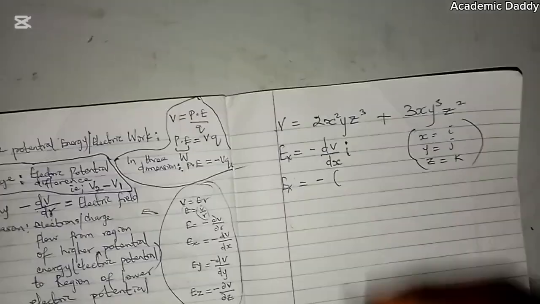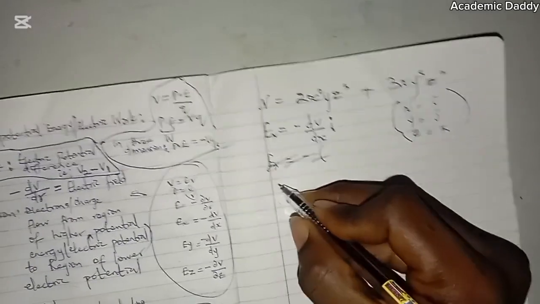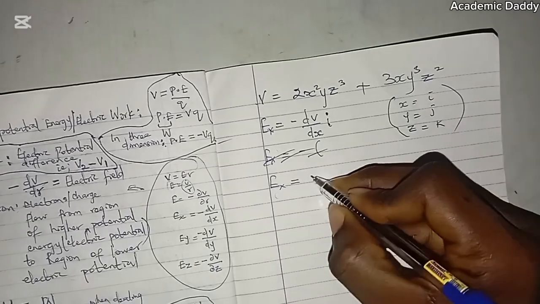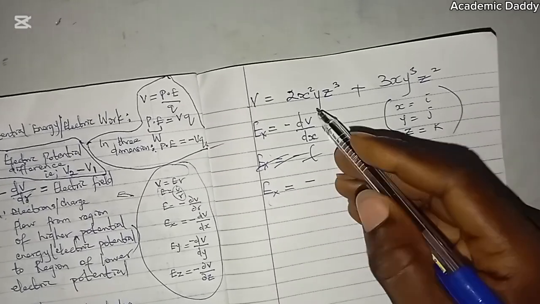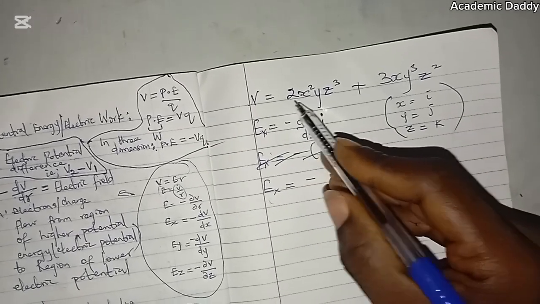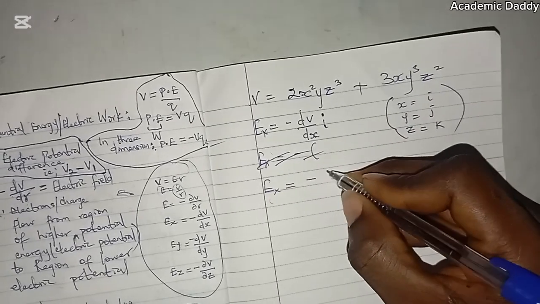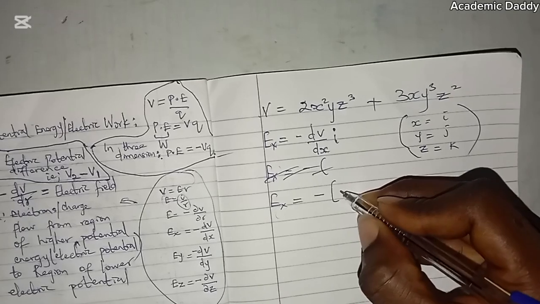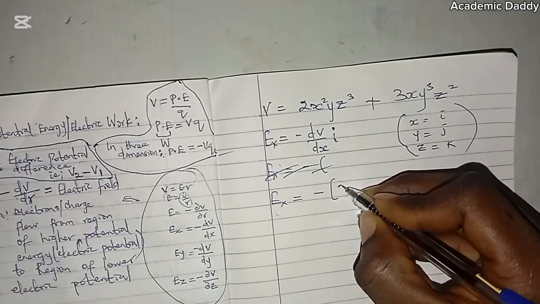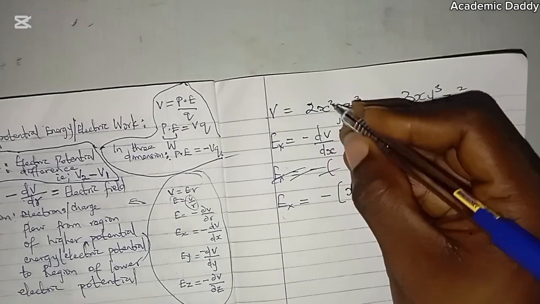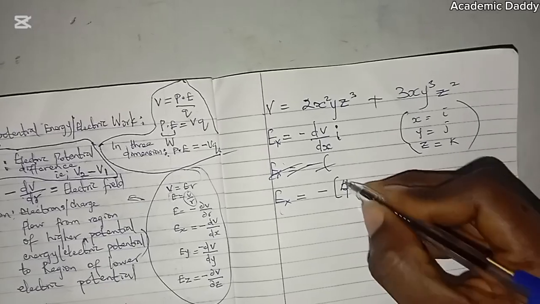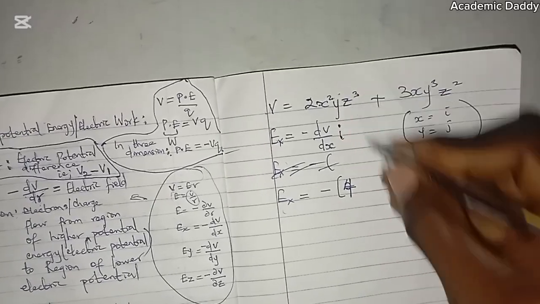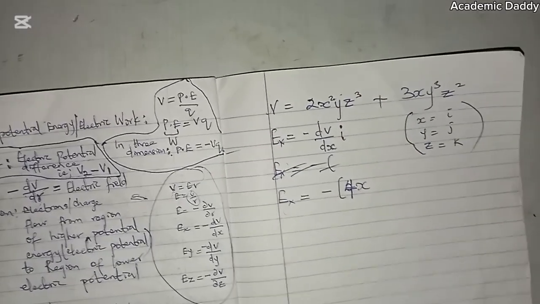Okay, let me bring it down here. So E on the x-axis will be equal to minus change in V. Let me change V. If I'm changing V with respect to x, it's a vector quantity. 2 times 2 is 4, 2 minus 1 is 1, anything raised to 1 is itself, in x.